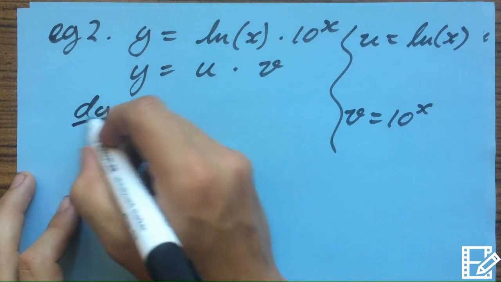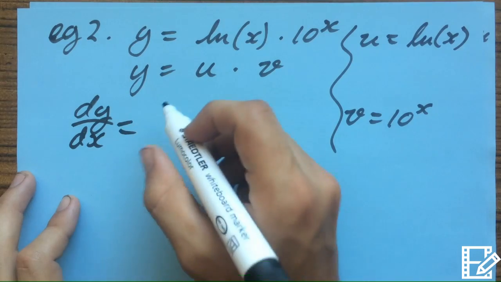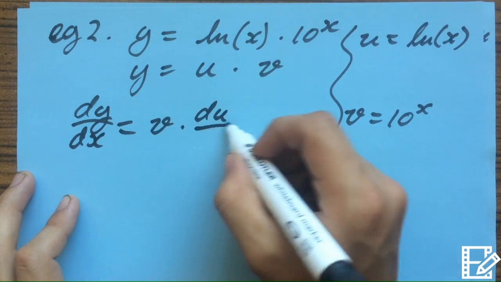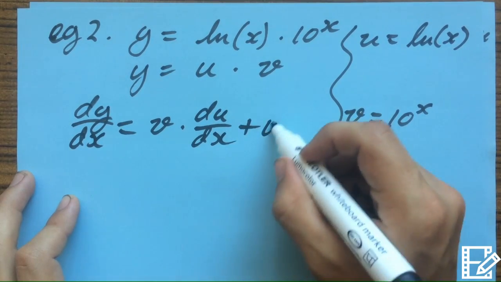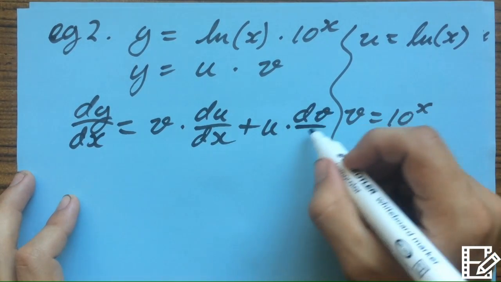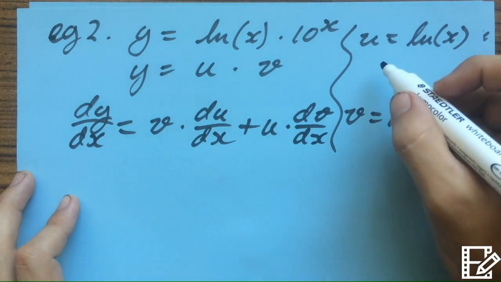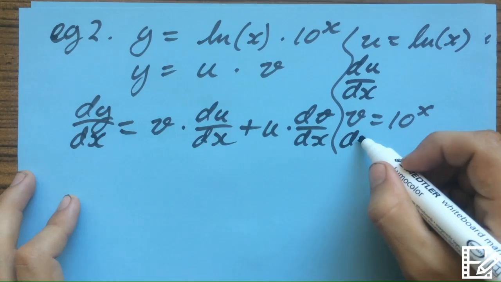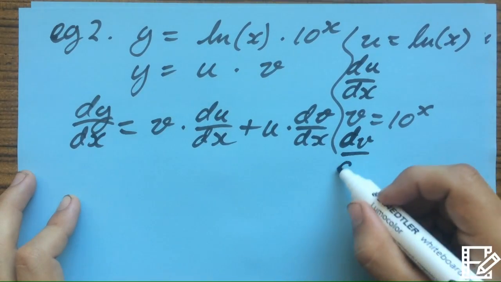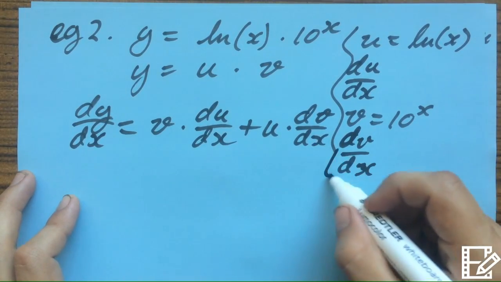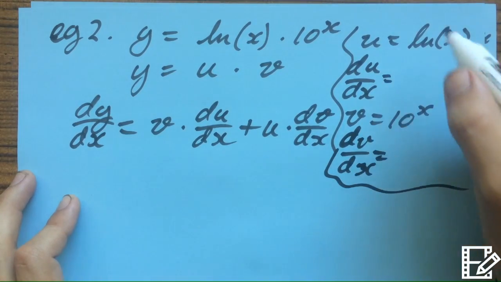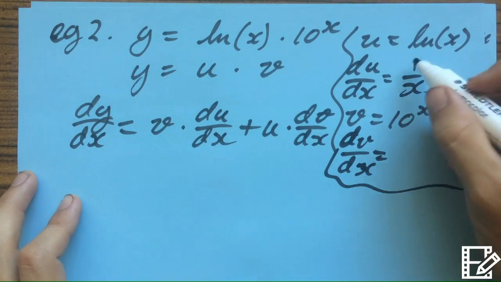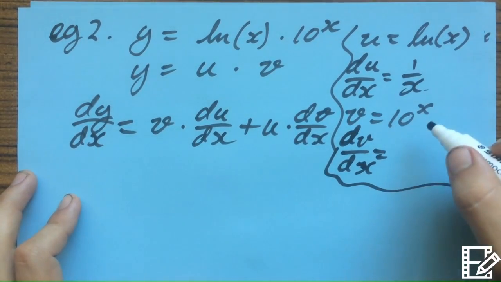Just like before, if we write out the formula for the derivative of the product rule, it's v times the derivative of u plus u multiplied by the derivative of v. We've got to find the derivative of u and the derivative of v. The derivative of ln x is just 1 over x. I have a video on that if you want to check it out. I'm not going to explain it now.